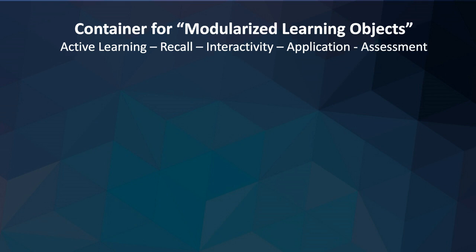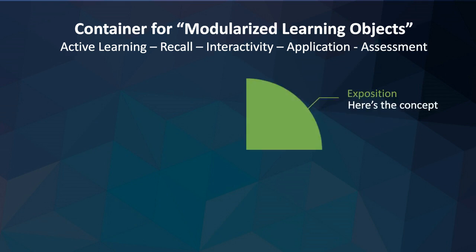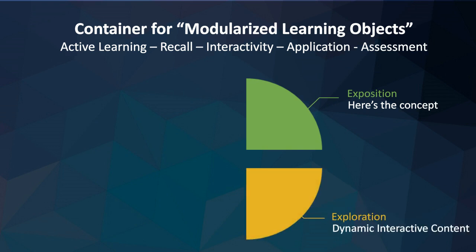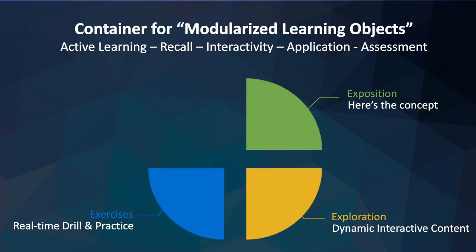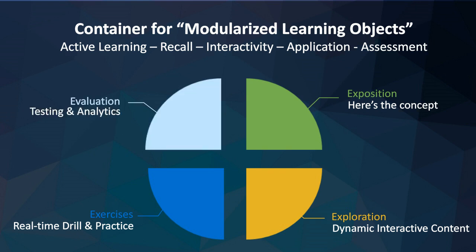The first one is exposition, where the concept is presented and explained. Next is exploration, which allows the student to interact and fully explore the concept being presented. Then come exercises to ensure that the student is able to use and apply the concept. And finally, the evaluation, which determines the student's level of understanding. And evaluation can also help to determine or suggest the next best steps in that student's learning process.